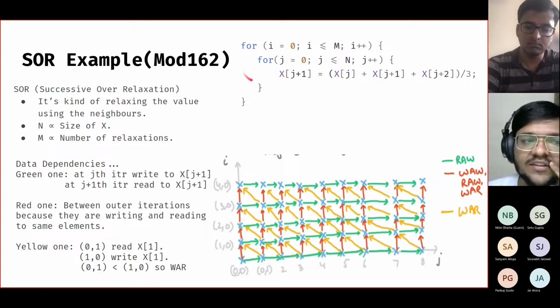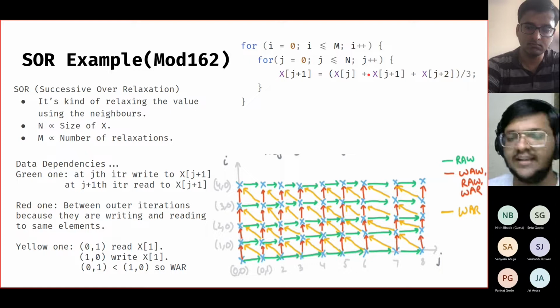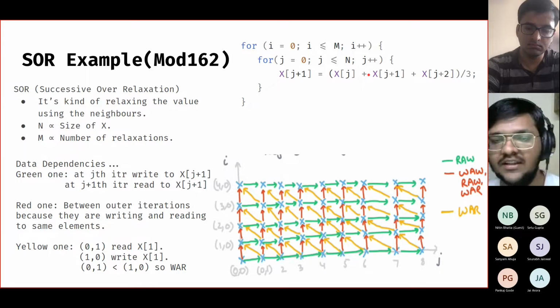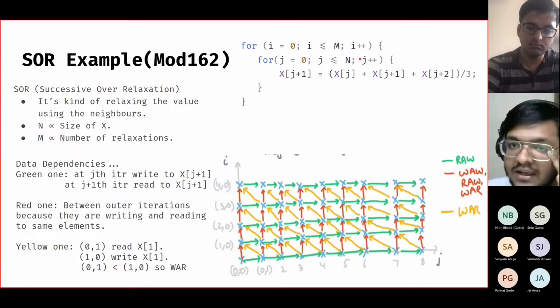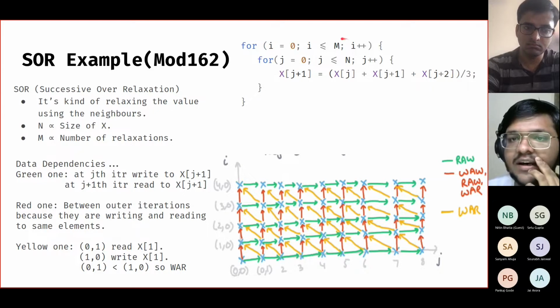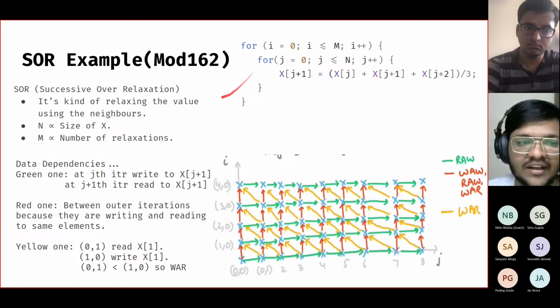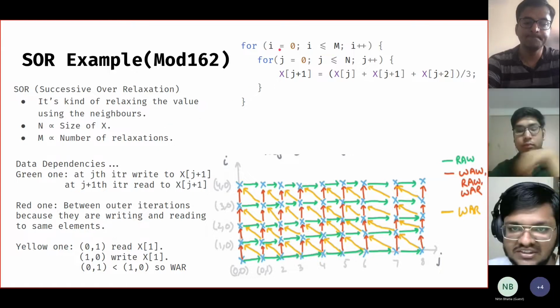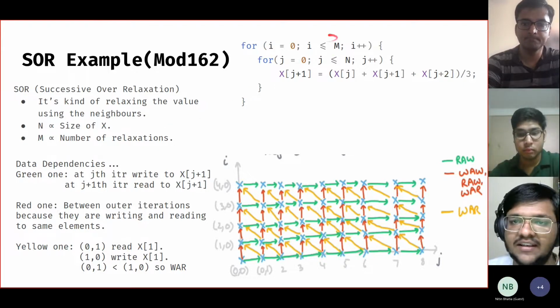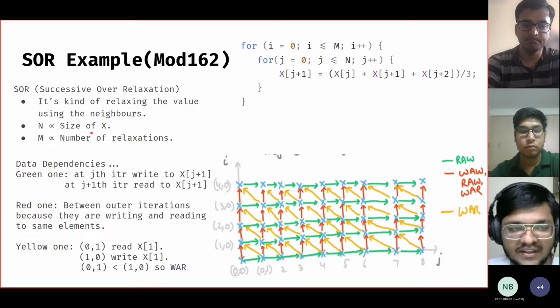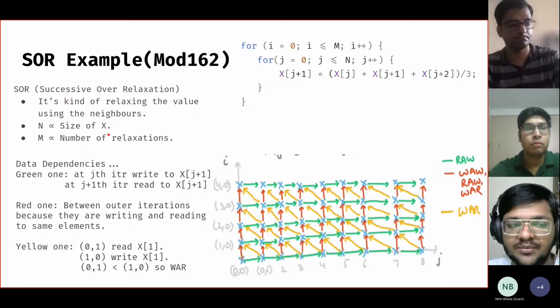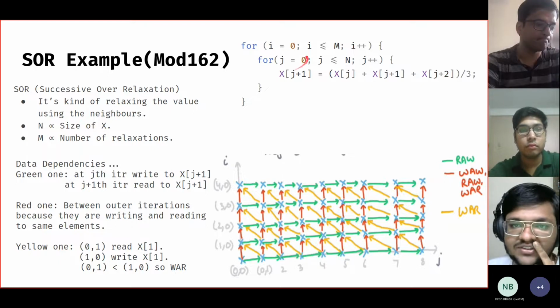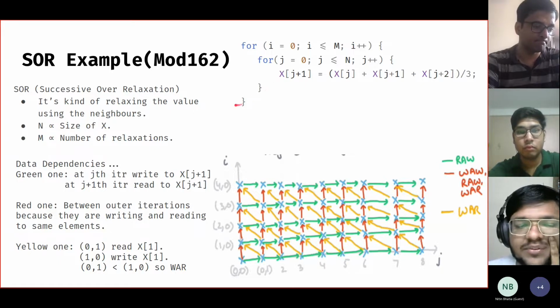What we are doing is averaging the xj plus 1th element in the inner loop, and then averaging this xj plus 1 again and again by executing the outer loop. So we are doing the relaxation of the values again and again. Here n is proportional to the size of x, and m is proportional to the number of relaxations.